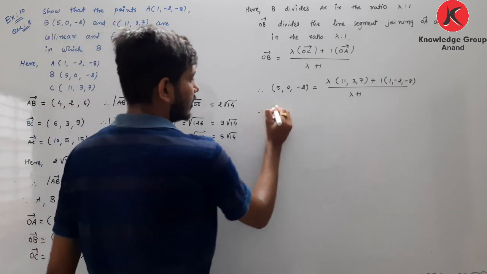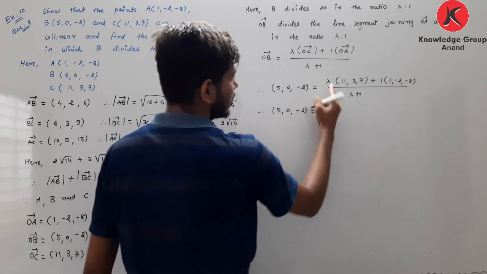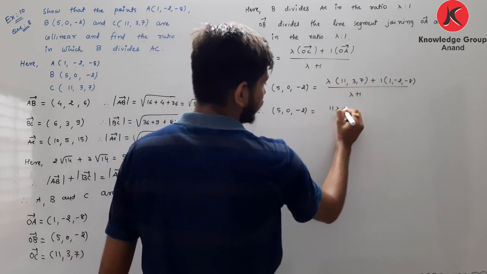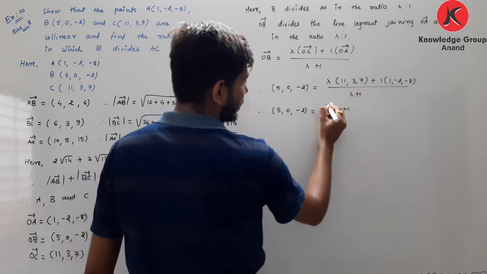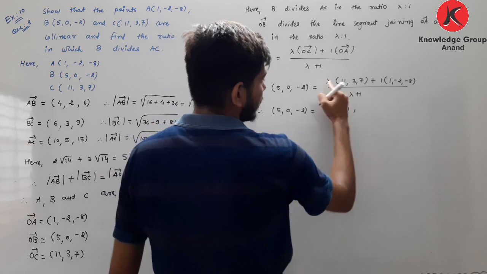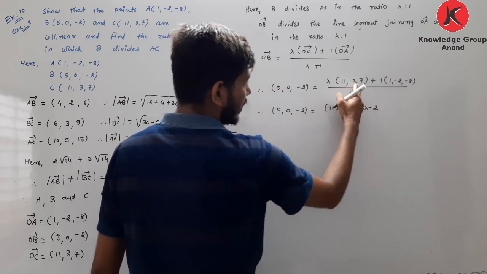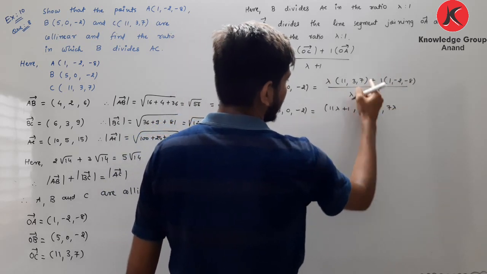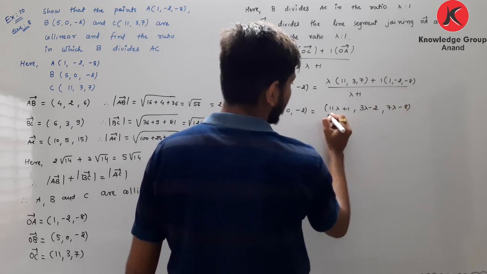We are getting 5, 0, -2 equals 11 lambda plus 1. I will directly multiply: 11 lambda plus 1, 3 lambda minus 2, 3 lambda minus 2 and 7 lambda minus 8, divided by lambda plus 1.